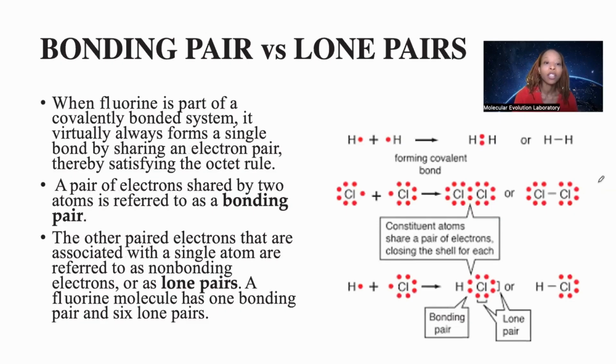When fluorine is part of a covalently bonded system, it virtually always forms a single bond by sharing an electron pair, thereby satisfying the octet rule. A pair of electrons shared by 2 atoms is referred to as a bonding pair. So here you would have the bonding pair as we've shown before. The other paired electrons that are associated with a single atom are referred to as the non-bonding electrons or the lone pair. So these would be the lone pairs. A fluorine molecule has 1 bonding pair and 6 lone pairs. So these would again be the bonding pair, and these would be the lone pairs.